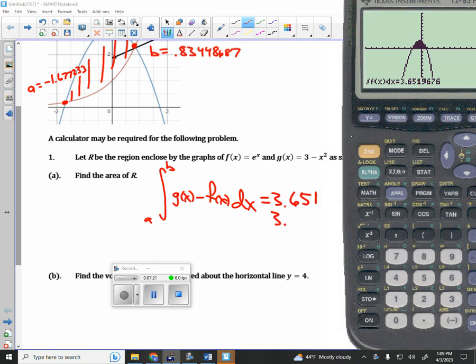3.651. If you wrote 3.652, they would also give you credit. You can either cut it off after the third, or you can round to the third. It's up to you. They accept either or.